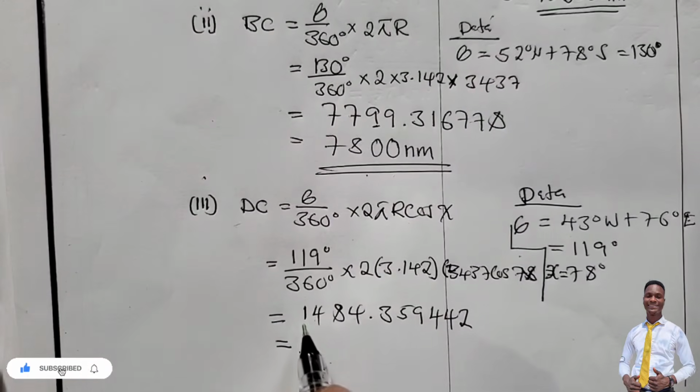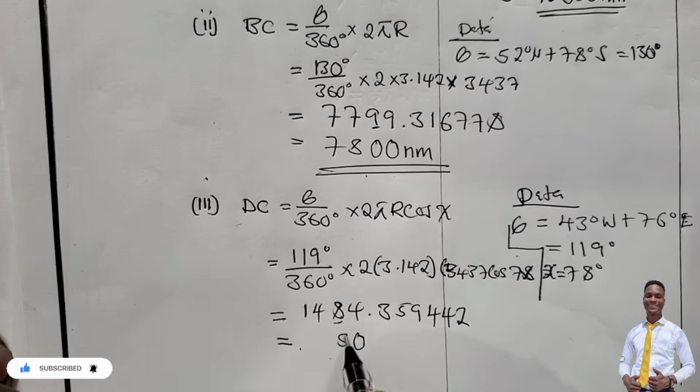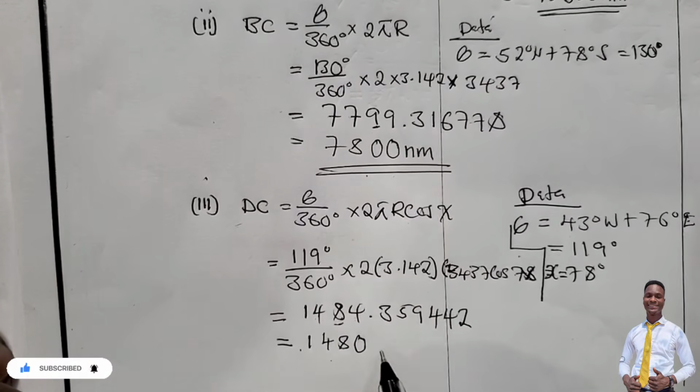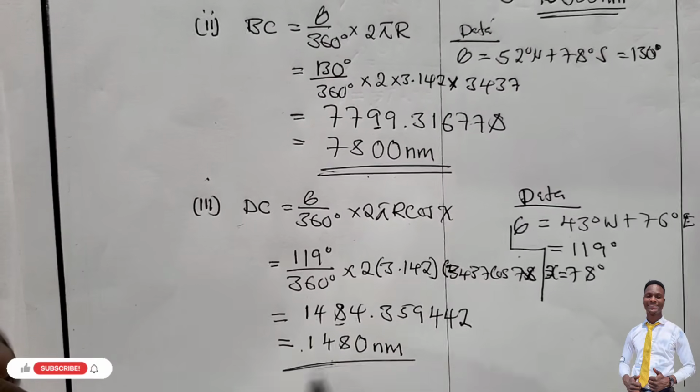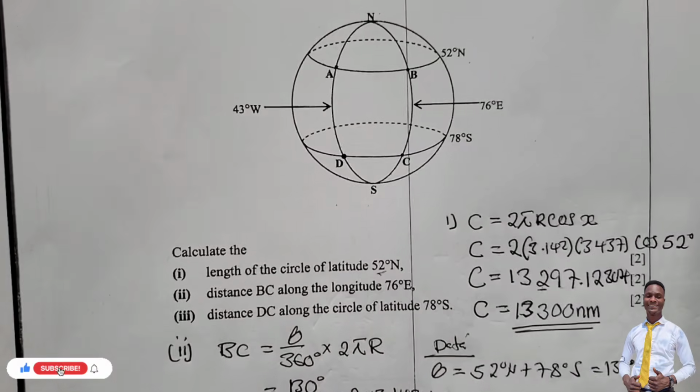We have 1, 2, 3. The next digit is less than 5, so just 0. This will remain as 1,480 nautical miles. Okay, that's all. We're done with this question.